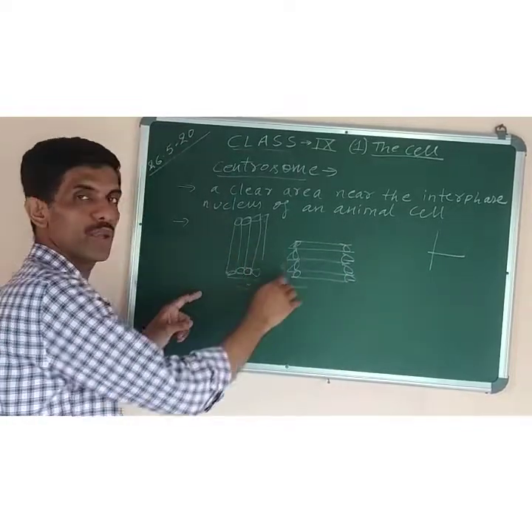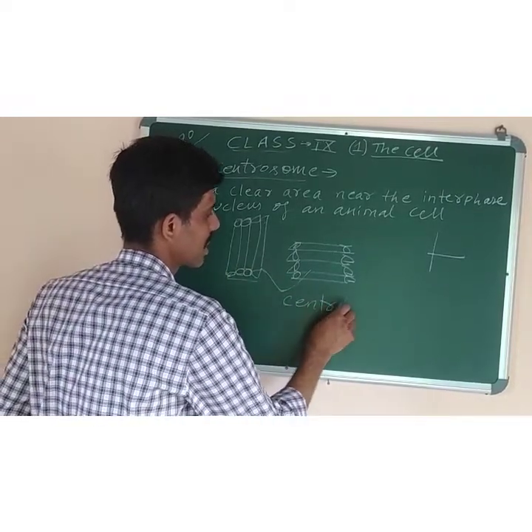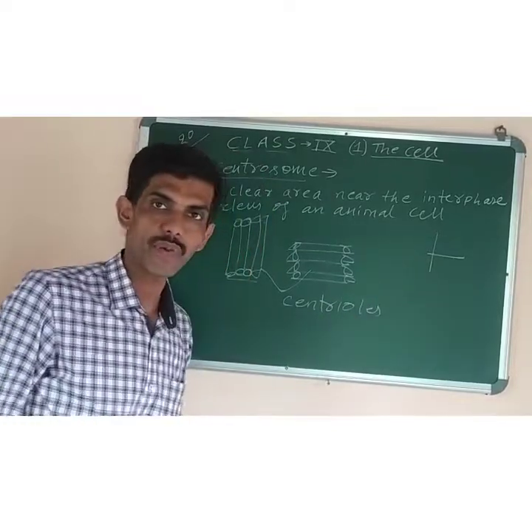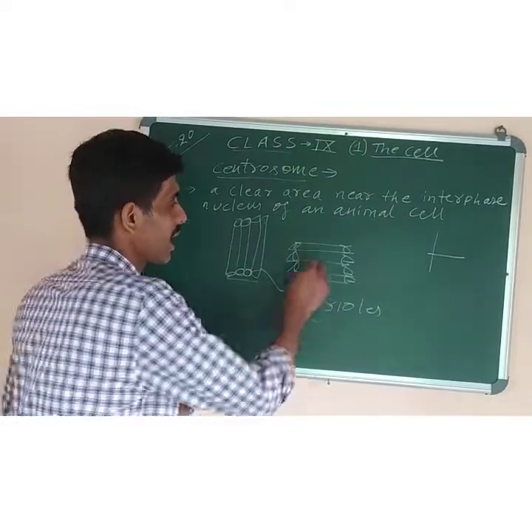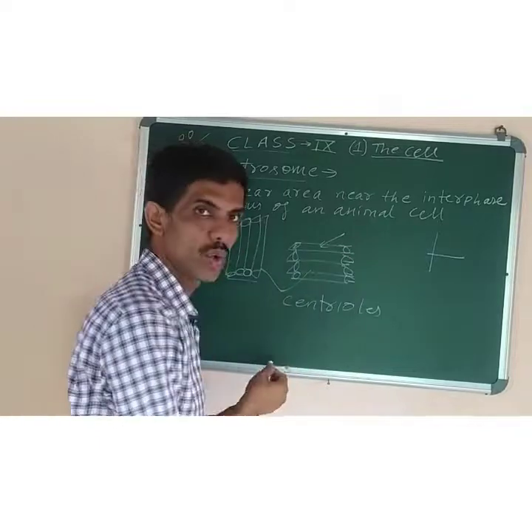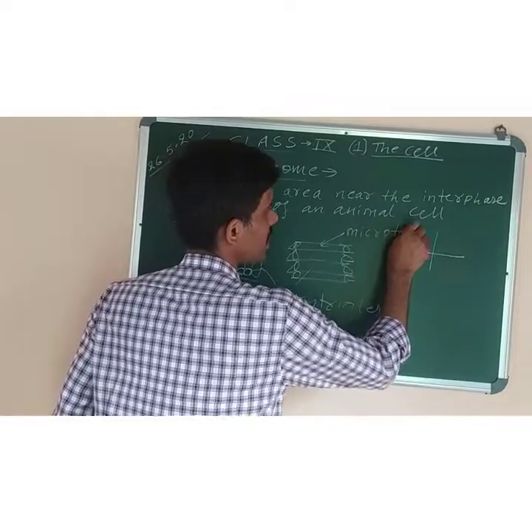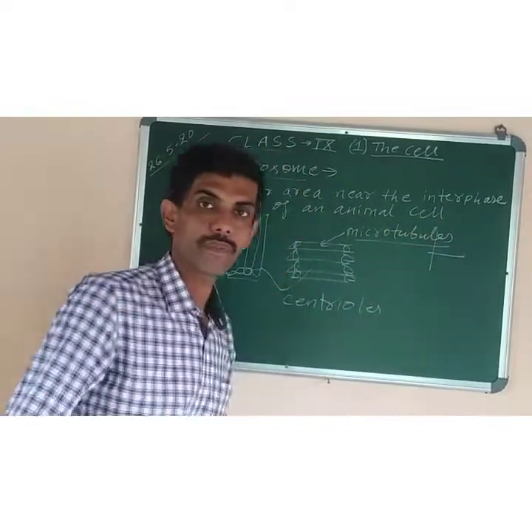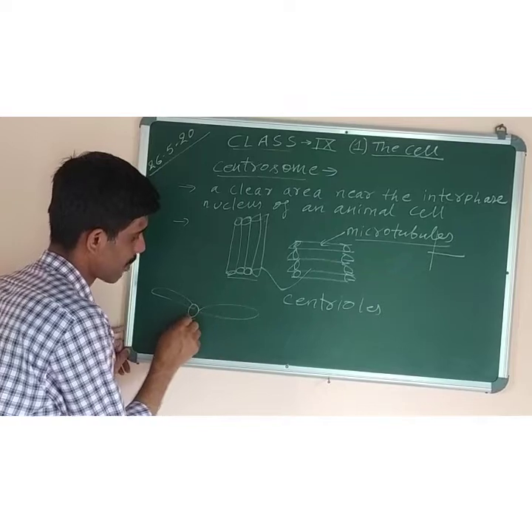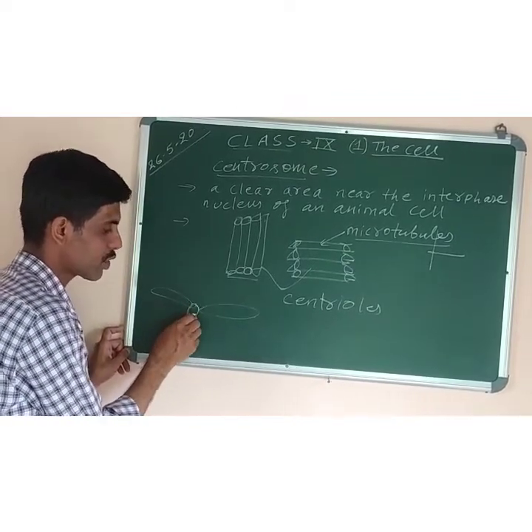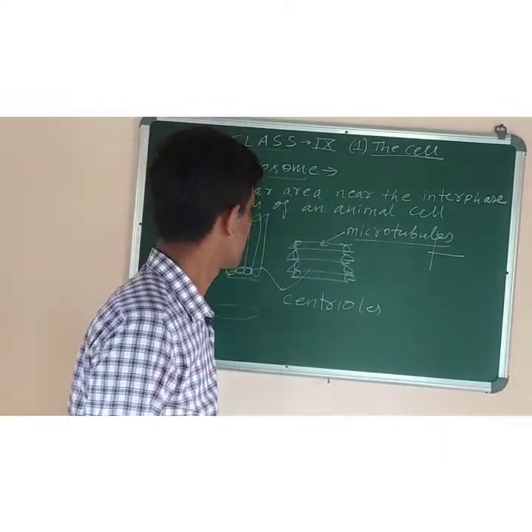Now see, what is their position? They are perpendicular to each other, 90 degrees. So both of them are called centrioles. So what is centrosome made up of? Centrosome is made up of two hollow cylindrical structures which are known as centrioles. And each one of them is made up of microtubules. These microtubules play a very important role, and they attach here at the centromere of a chromosome, and help in the separation of chromatids during cell division. Okay?